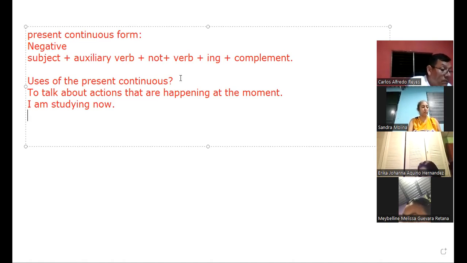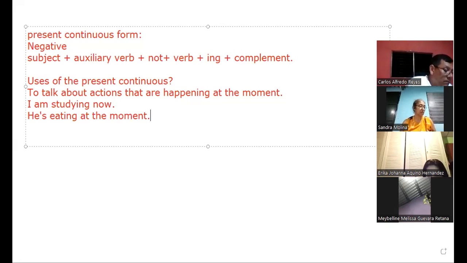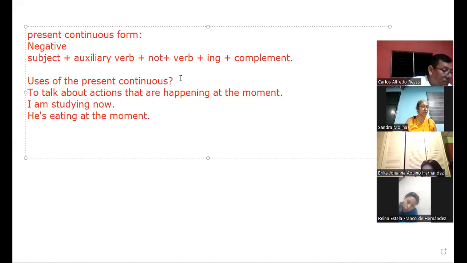And where is your husband? Oh, he's eating. He's eating at the moment. Entonces lo usamos para temporary actions o to talk about actions that are happening at the moment. Acciones que están, no daily routine. Daily routine son cosas diferentes. Porque el daily routine, usted puede decir que, I have meetings every Monday. Pero no quiere decir que en ese momento está teniendo los meetings.